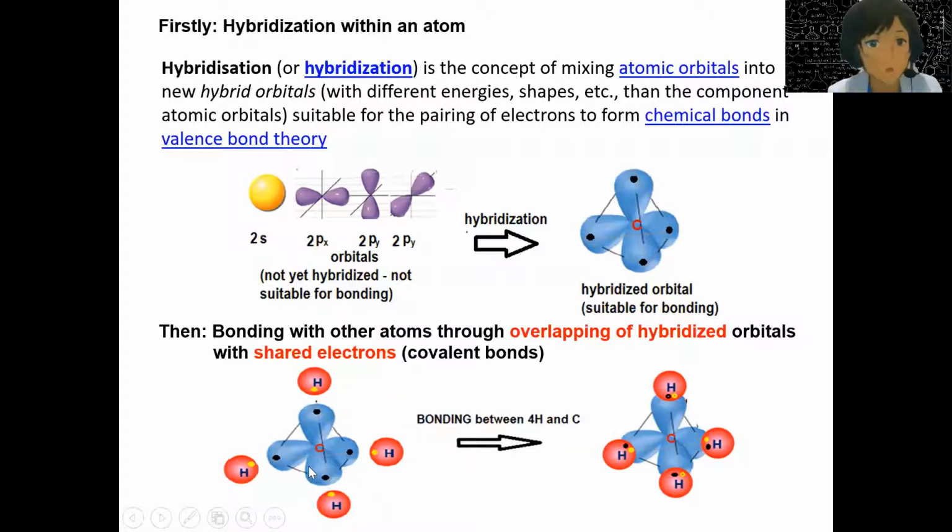Okay, so for the carbon, it will form 4 bonds with hydrogen and they will overlap with each other to give you the new bonds and shape.